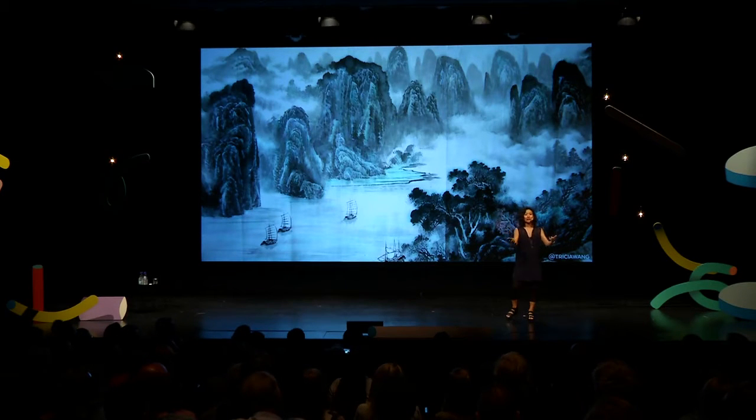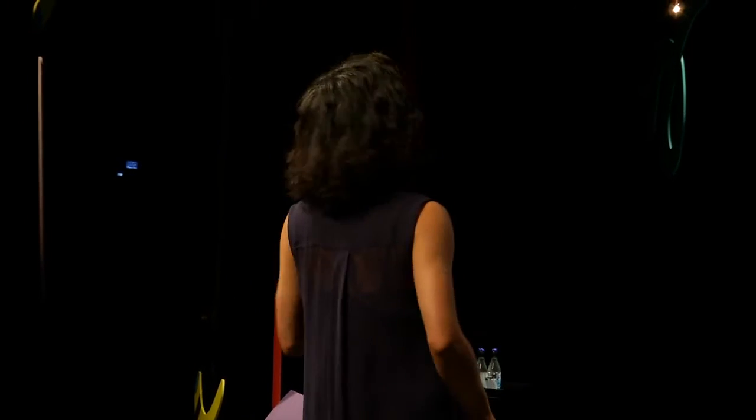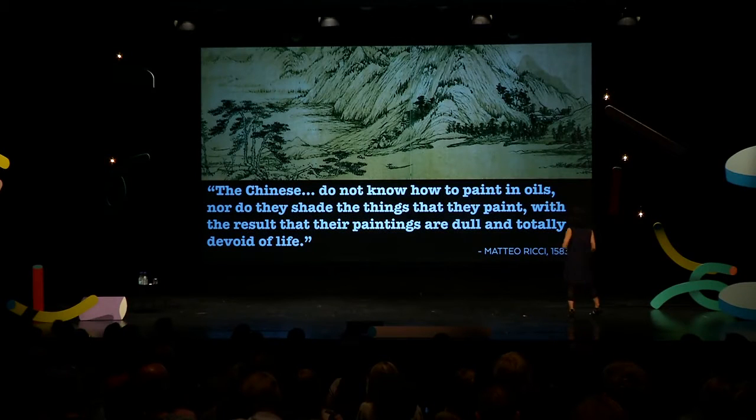So when the Jesuits, after making their long trip over, the head of the missionary, Matteo Ricci, saw these paintings and saw how the Chinese represented the world, this is what he said. He said, "The Chinese do not know how to paint in oils, nor do they shade the things that they paint, with the result that their paintings are dull and totally devoid of life."